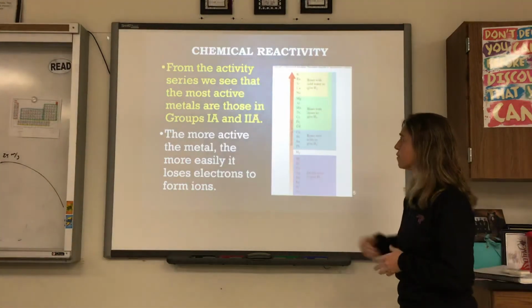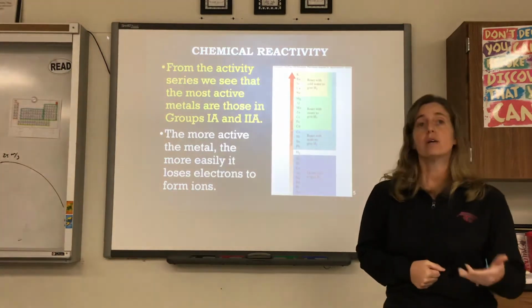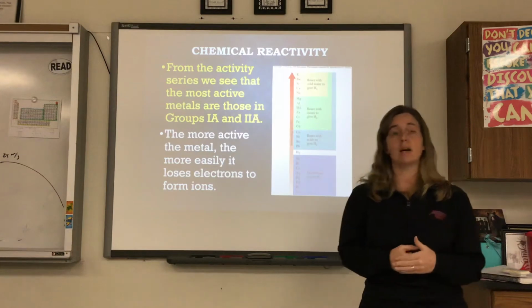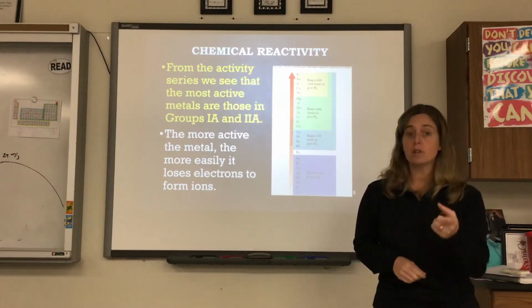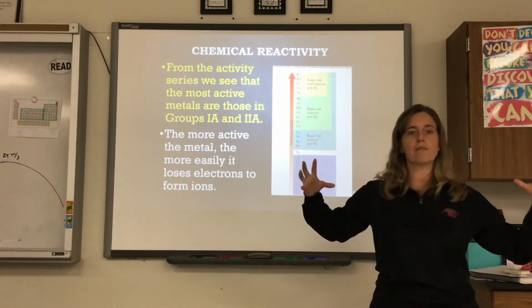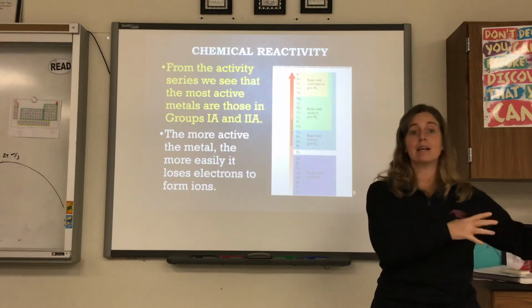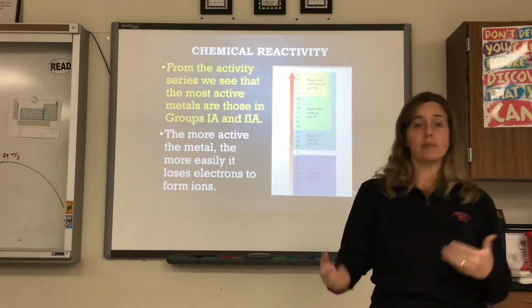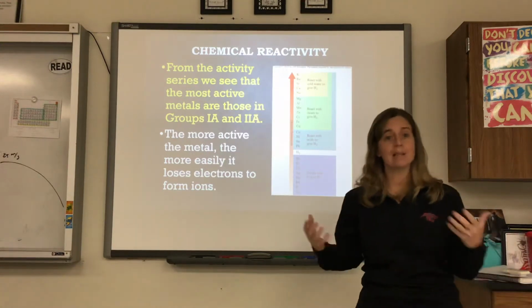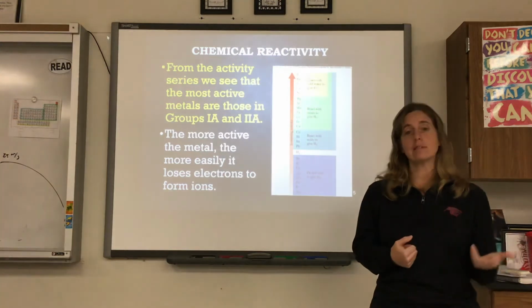So the more active the metal, the more easily it loses electrons to form ions. Okay, so your period 7, your francium, because it's furthest from the nucleus. We've talked about how the further you get from the nucleus, that pull to the center is less and less and less, right? Think about if I go to the moon, gravity, right? That gravitational pull is less and less as I get further out from the center of the earth. And so that same thing applies.